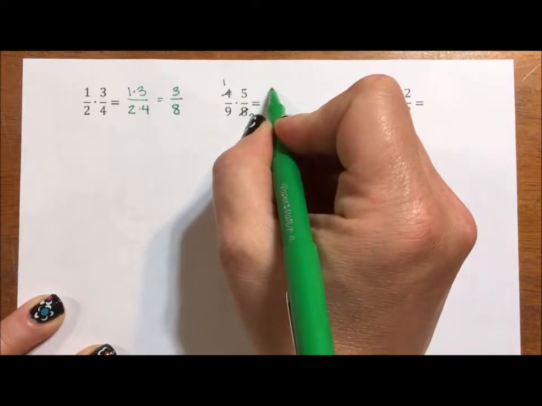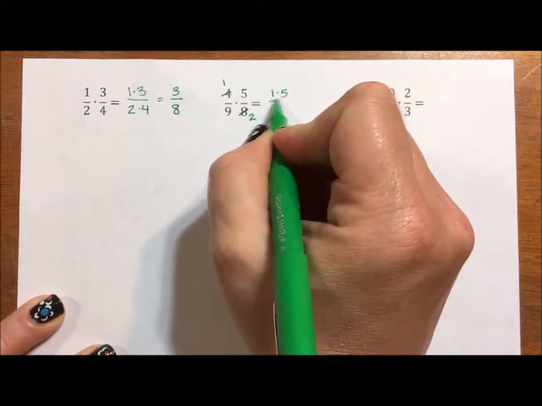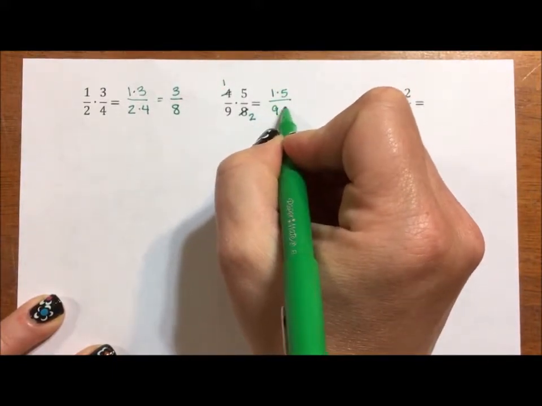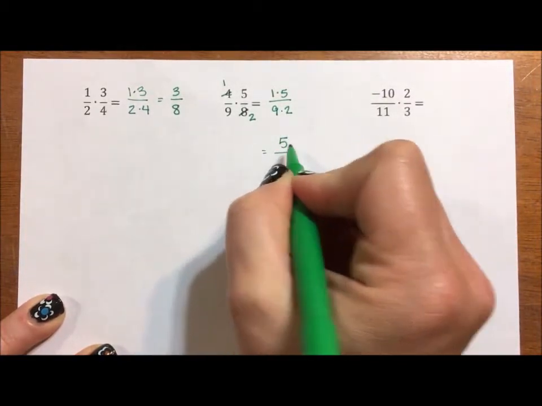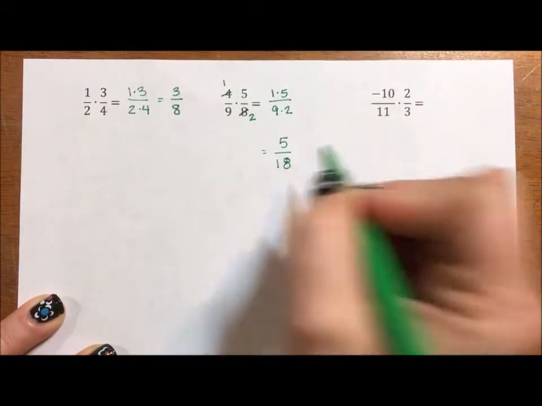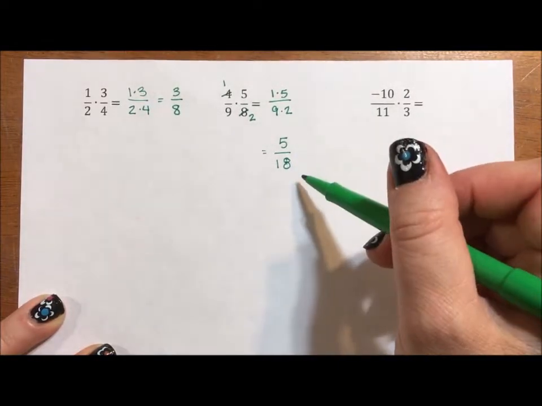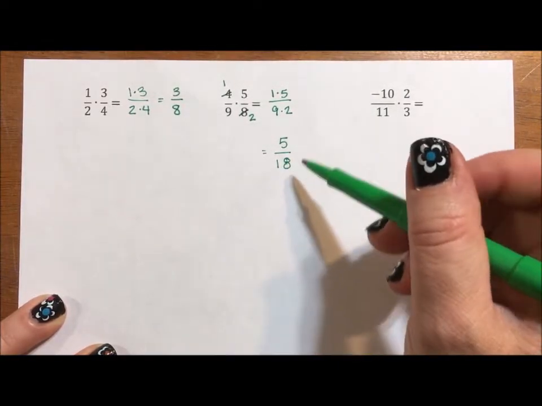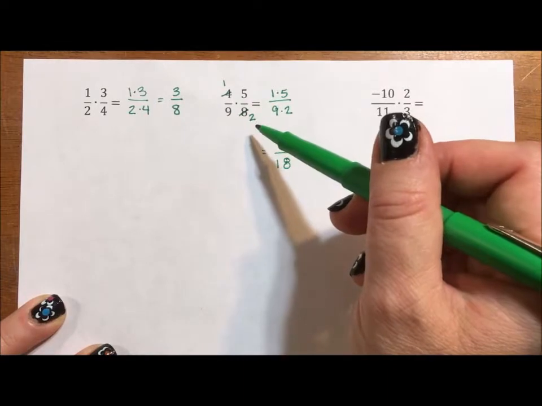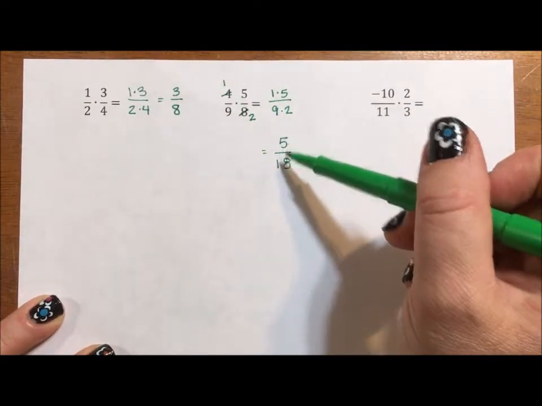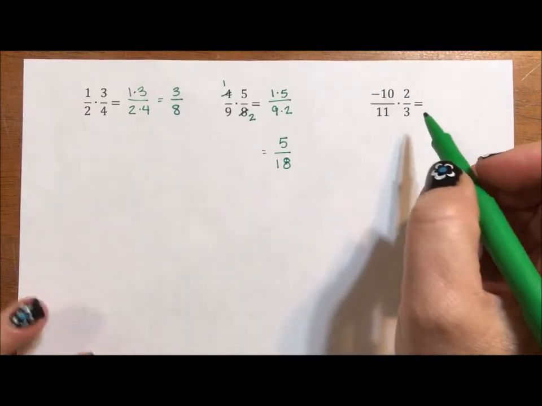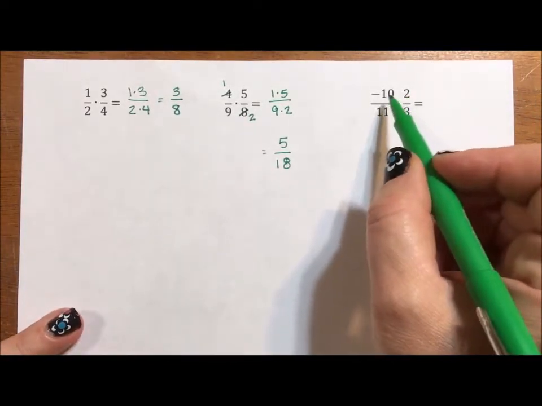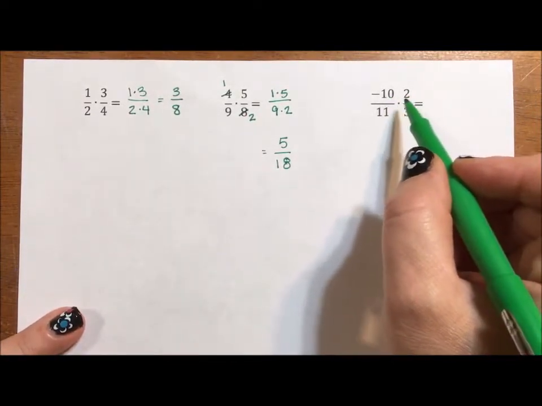Now I have in the numerators 1 times 5, and in the denominators I have 9 times 2. So my final answer is going to be 5 over 18. Always check to make sure it isn't reducible. Sometimes I get to this point and I realize I didn't reduce everything from the initial problem. 5 does not go into 18. We're good.